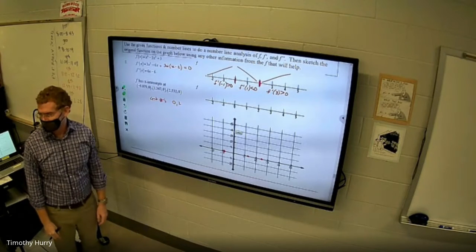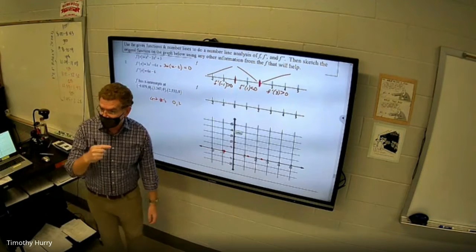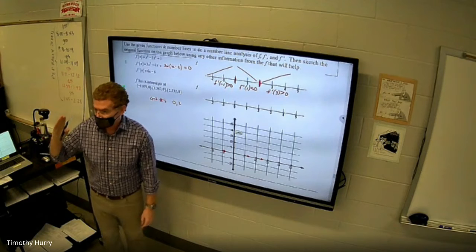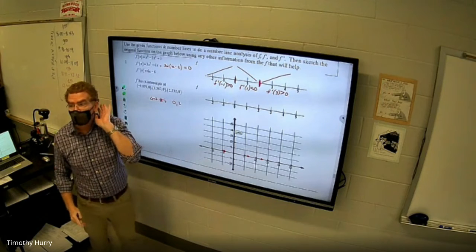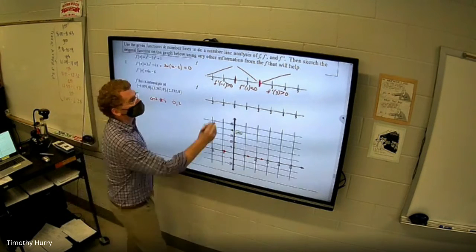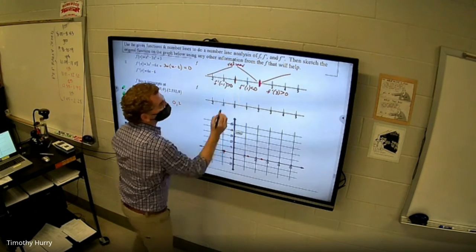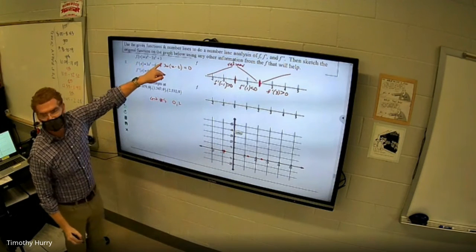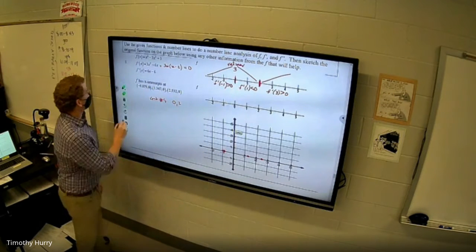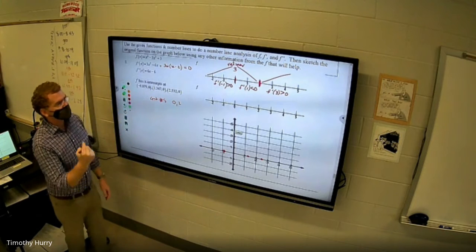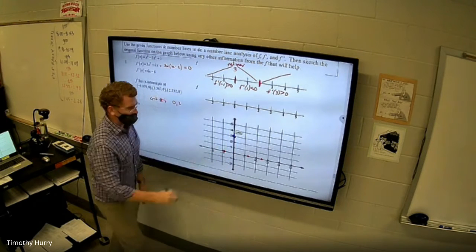What's the first derivative test? If a derivative changes from positive to negative at a critical number, there's a relative max. So I know that there's a relative max here, but what is the relative max? It's not 0. Plug a 0 in and you get a 3. So I know that at the point 0, 3, there's a relative max. So 0, 3, I mark my relative max.